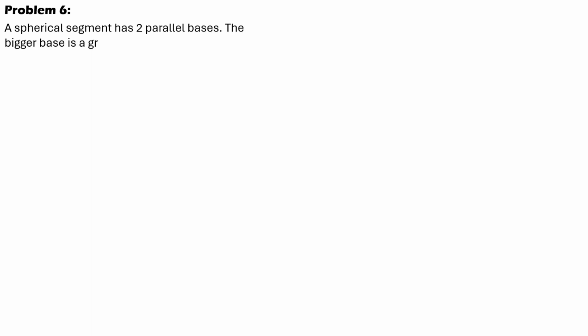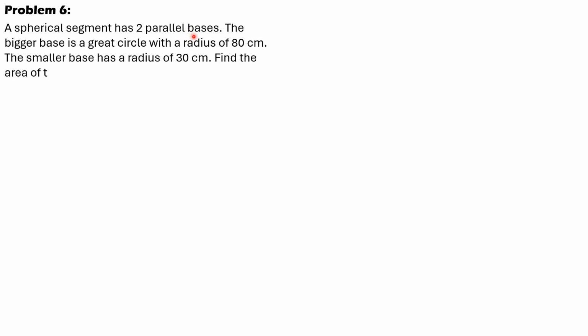So we proceed to problem 6. We have a spherical segment that has 2 parallel bases. The bigger base is a great circle with a radius of 80 centimeters. The smaller base has a radius of 30 cm, so it is a small circle. Find the area of the zone in square centimeters.